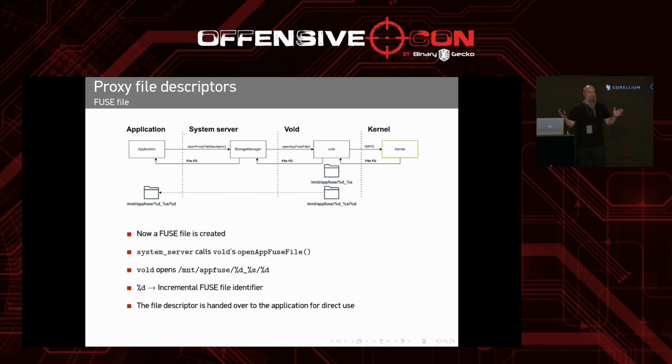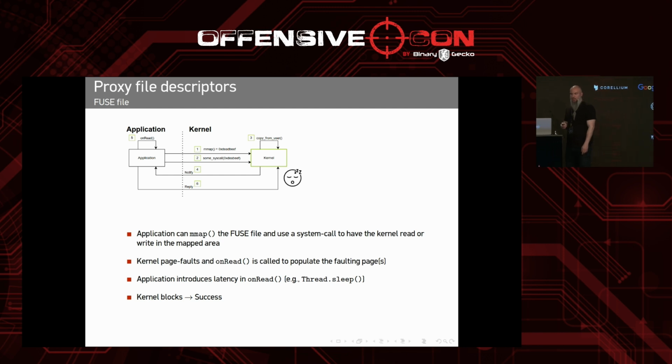Next step: after the fuse bridge has been created, during the same call to openProxyFileDescriptor, system server calls openAppFuseFile, another method which is exposed by vold. In this case, vold creates a file under the aforementioned mount point. The file is named after a simple incremental identifier. It doesn't matter because, in any case, fuse files are not referred to by their name, but by the file descriptor. So the file is opened, and the file descriptor is now returned as is to the application.